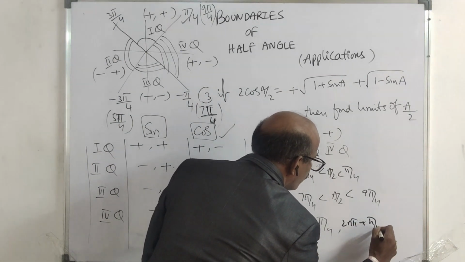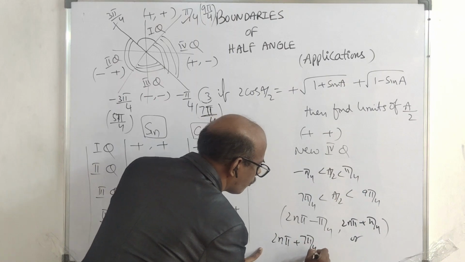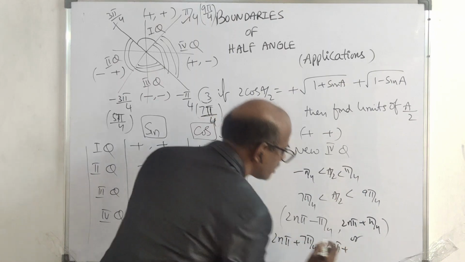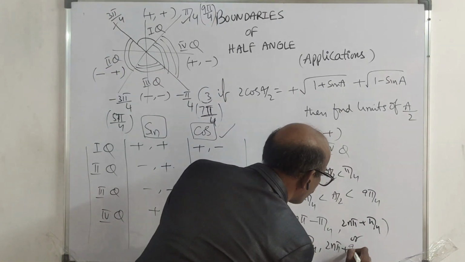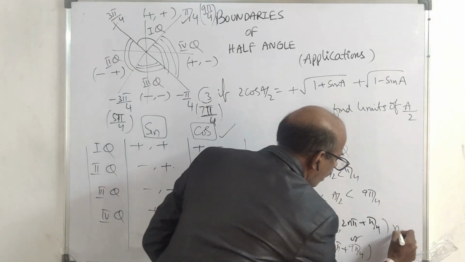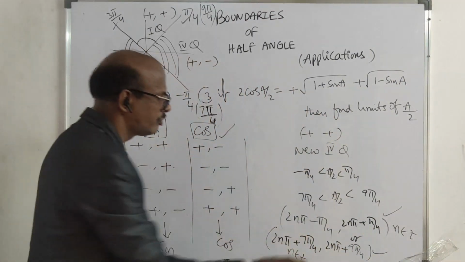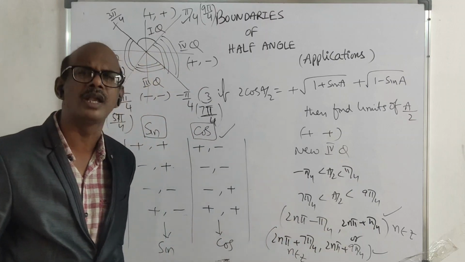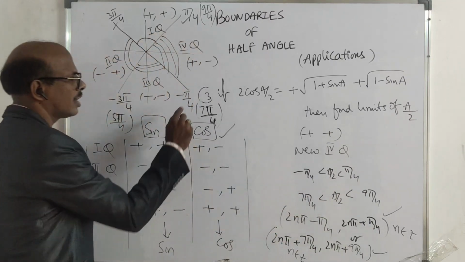2n pi plus pi by 4, or 2n pi plus 7 pi by 4, or 2n pi plus 9 pi by 4, where n belongs to z. Either these are correct or these are also correct. Don't confuse with the two answers. It may be multiple options, more than one correct, because the boundaries have the same effect.